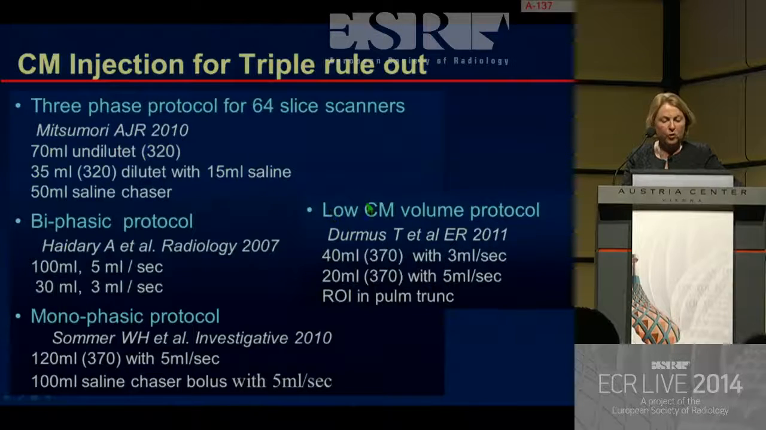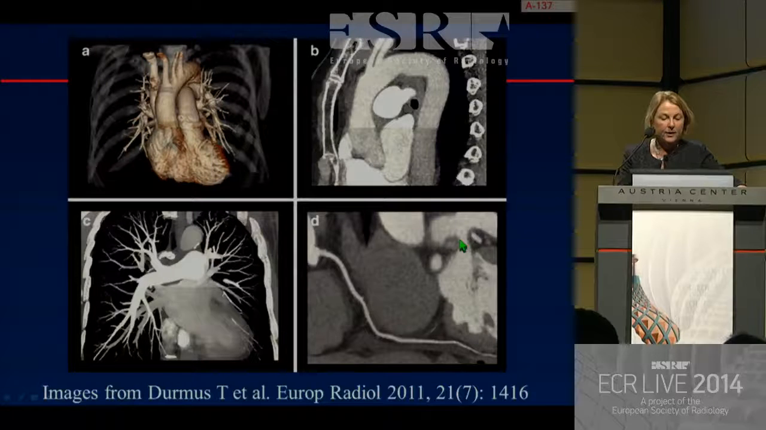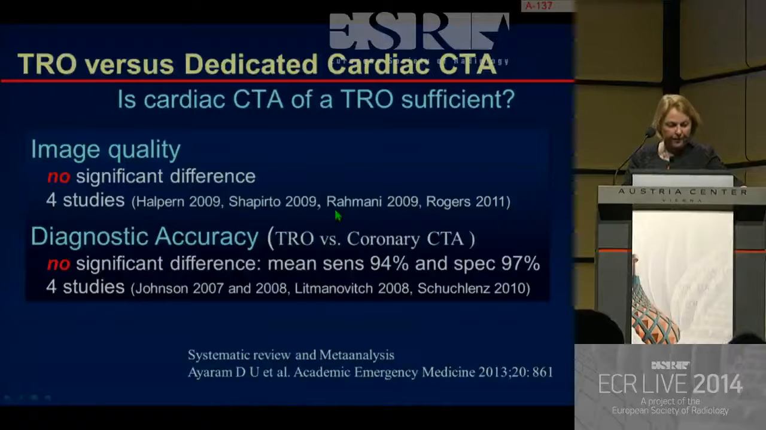There is alternatively also a low contrast media volume protocol suggested in the literature, going down to 60 milliliter. What they do to compensate for that, they actually go to a higher concentration injected with a relatively high rate, as you can see here. And these are, again, pictures from the literature. This was obtained with a protocol with a 320-row scanner, and you see the 2 chest scans here, and then followed by a third scan here to cover the coronary arteries.